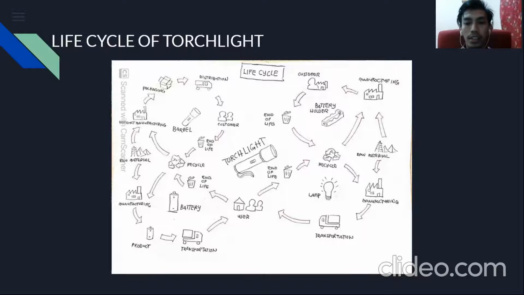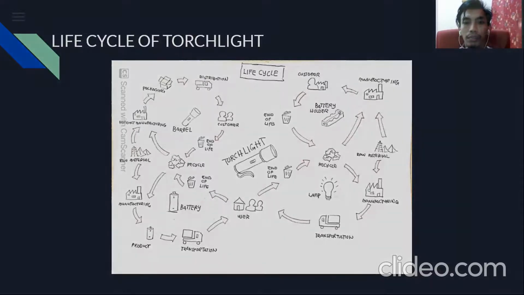And then the last part is a lamp. Same as the battery holder, we get the material from raw material, and then send the material to the product manufacturing to produce a product which is a lamp, and then need transportation to send the lamp to the home or user, and then the product reaches end of life, is sent to recycle, and after recycle is sent to the manufacturing to get a new product. Okay, that's all from me.